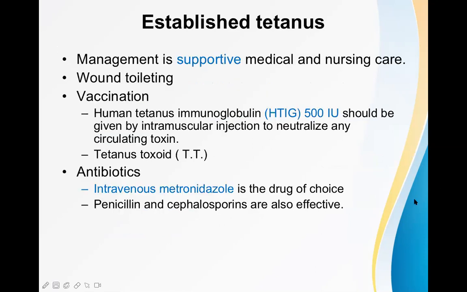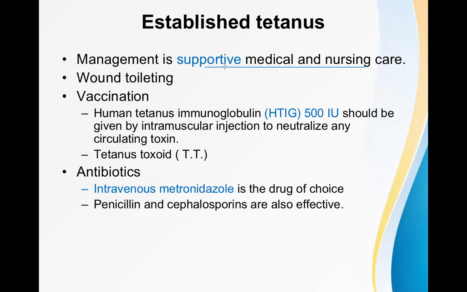Now, in case of established tetanus, what are we going to do? Established tetanus means there are signs and symptoms already present. So the management is supportive, medical and nursing care. Okay, very, very important point. Supportive management plays a big role in whether this patient is going to survive or die.